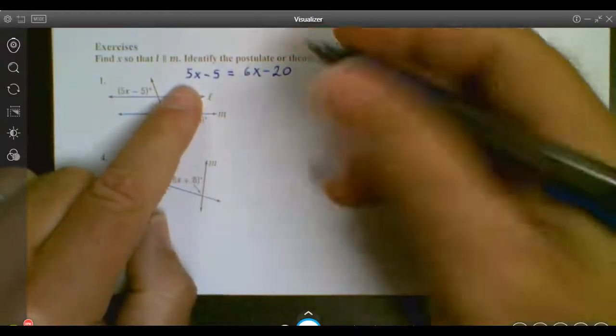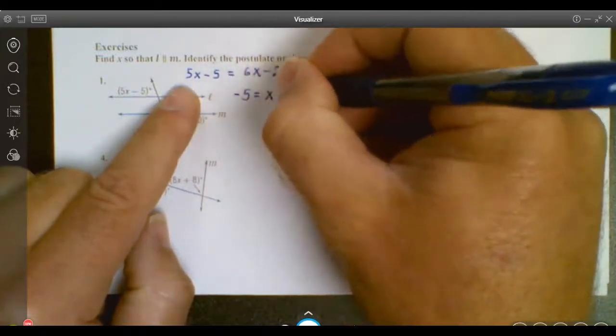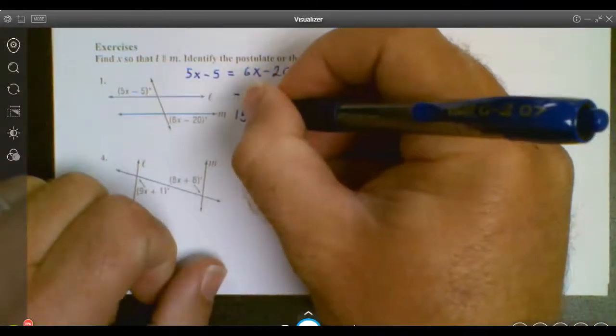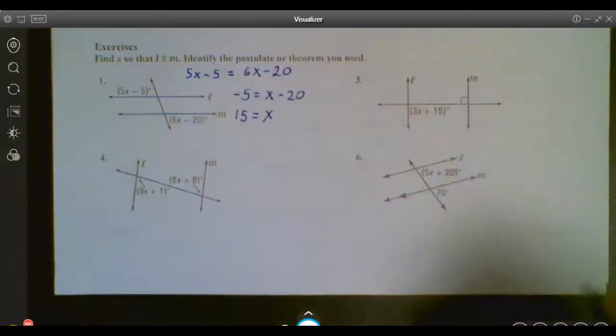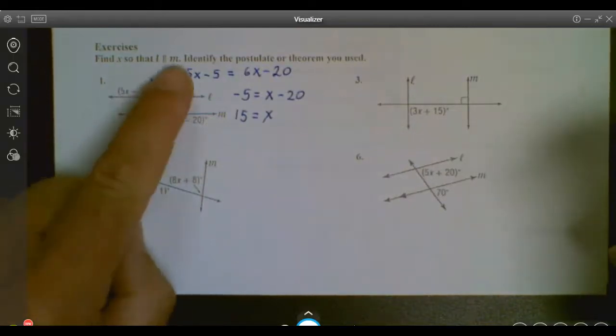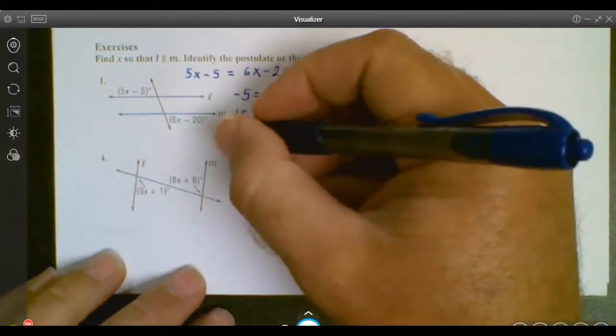So if I start by subtracting 5x from both sides, that would put me right here. I'm going to add 20. So the way we would read this would simply be, if x is 15, then L is parallel to M. Right? So that's kind of the order that we're seeing this because of the converse. So we are now proving that lines are parallel instead of the other way around, which is what we did in section 2. So when it does say identify, what we used was the alternate exterior angles theorem converse.